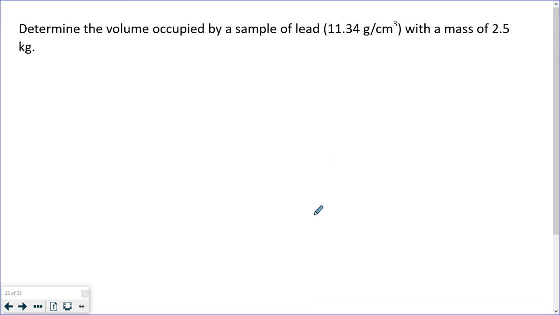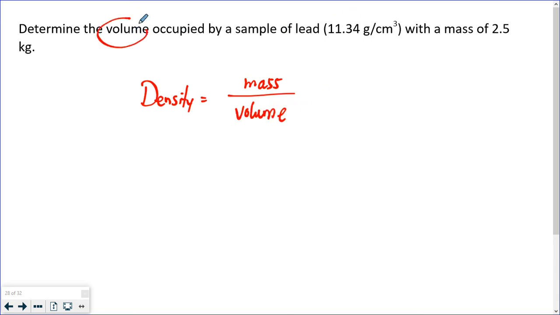The last one, you have a little density problem. Density equals mass over volume. In this problem, they want us to calculate volume, so we're solving for this. They want to know the volume occupied by a sample of lead. Here's our density, how many grams per cubic centimeter, and it gives us the mass. So we know the density and we know the mass.